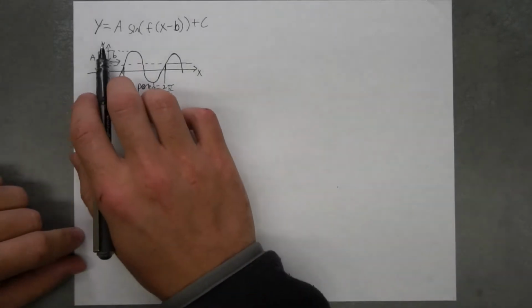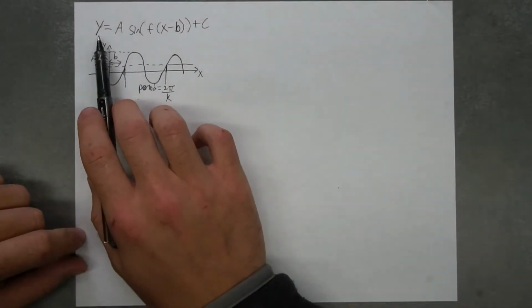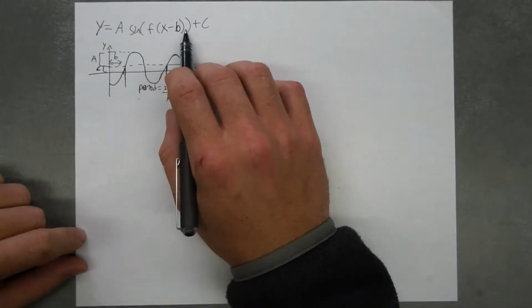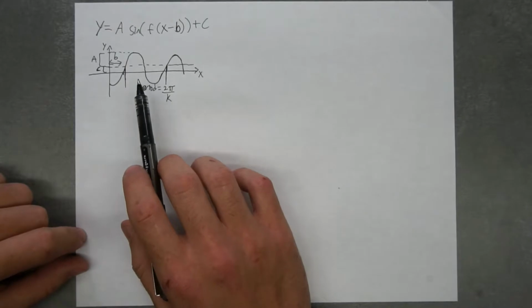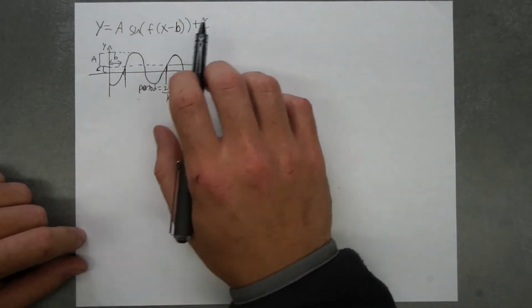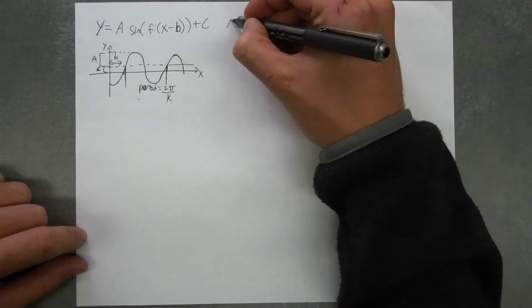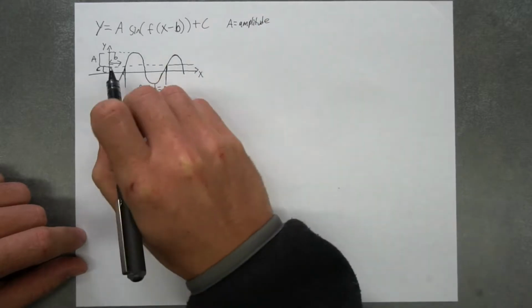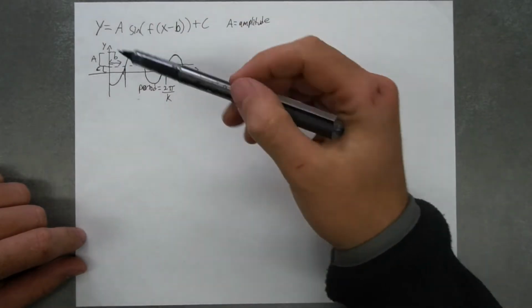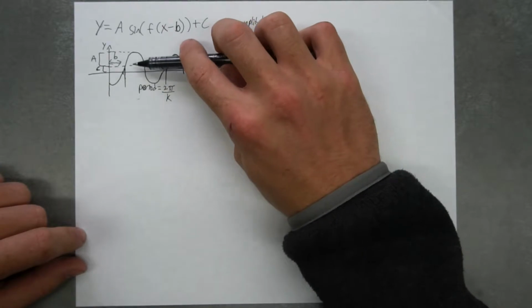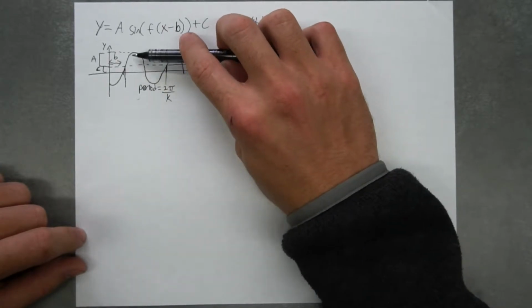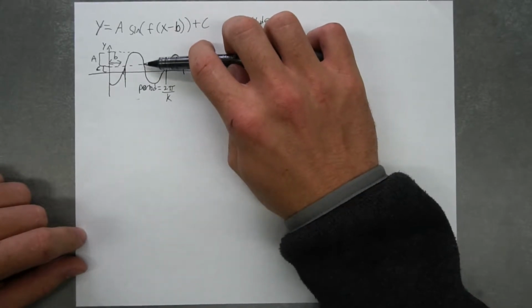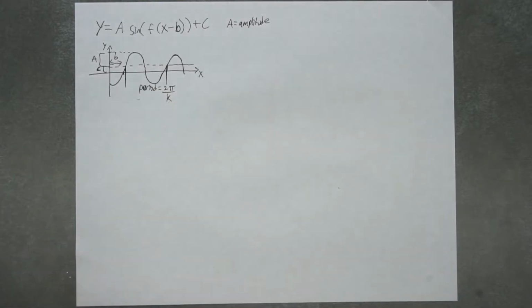So here I have written the general form of a sinusoidal function. We have y equals a sine f times x minus b plus c. All of these variables have a significance. A, for example, is called the amplitude. Here we can see that the amplitude is the maximum distance from the center of the graph to the peak, or the distance from the center of the graph to the lowest valley.